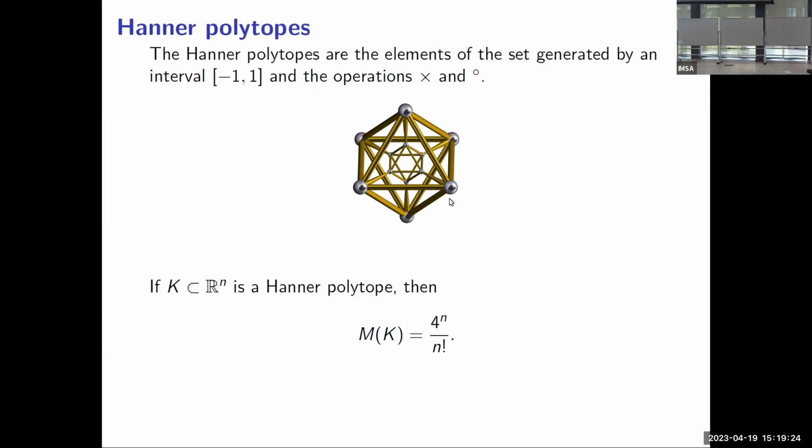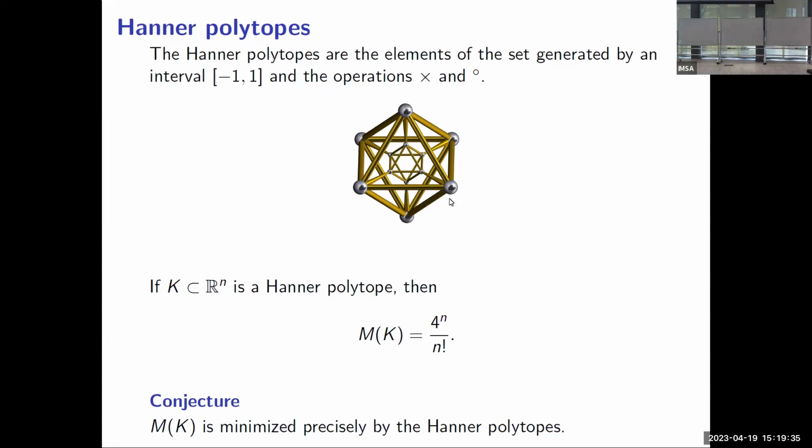Okay, it's not hard to see. This is a slightly trickier thing than for the hypercube, but you can see that for a Hanner polytope, the Mahler product is the same. So now we can conjecture that this Mahler product is minimized precisely by the Hanner polytopes, and this is open. We don't know anything else that minimizes the Mahler product, but we know the Hanner polytopes do.